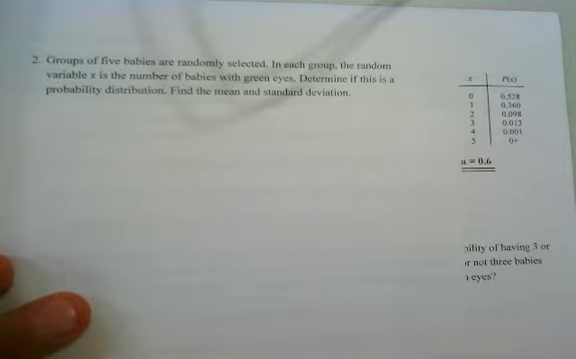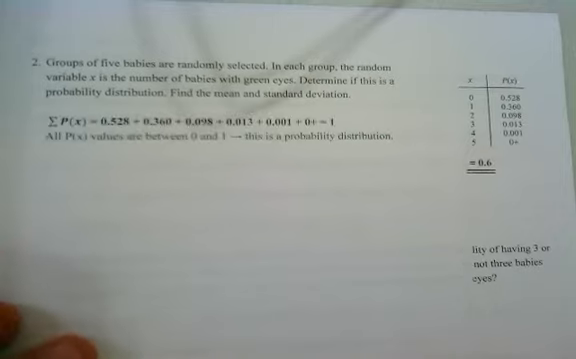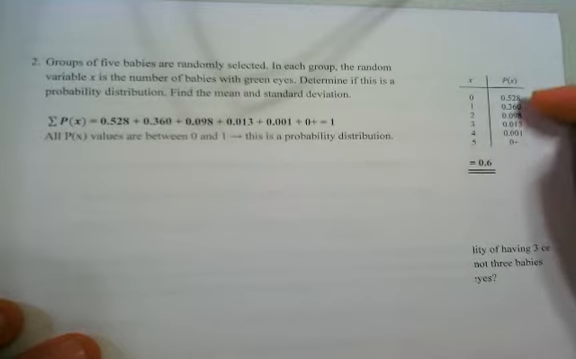Okay, so first we want to determine if this is a probability distribution, and then afterward we want to find the mean and the standard deviation. So first off, if it is a probability distribution, all the values have to be between 0 and 1.